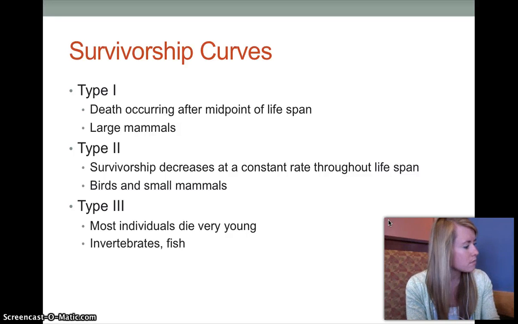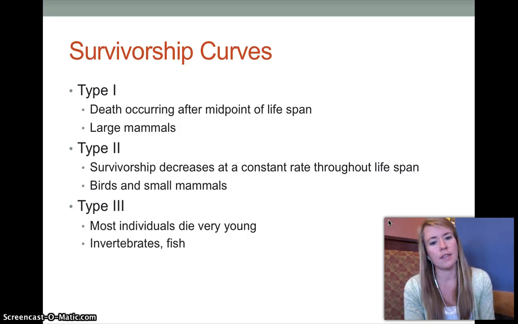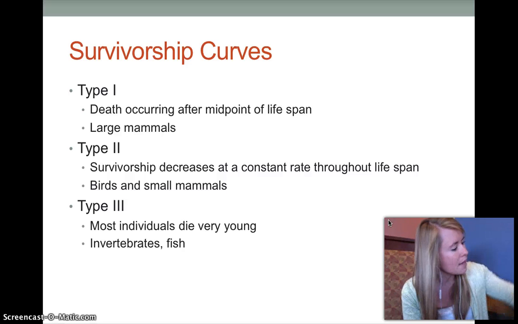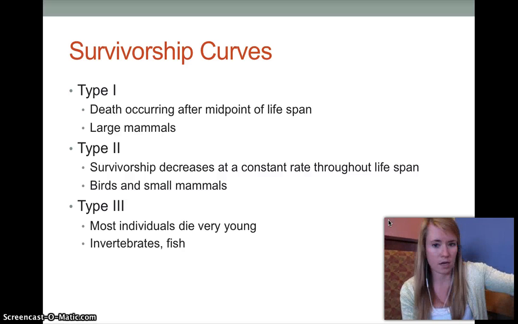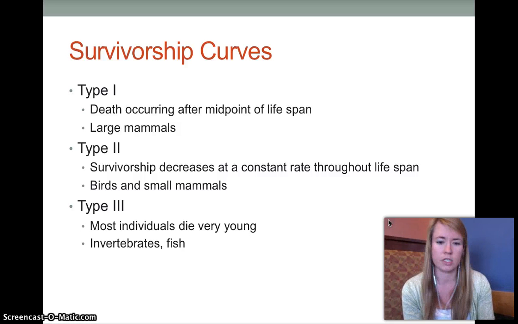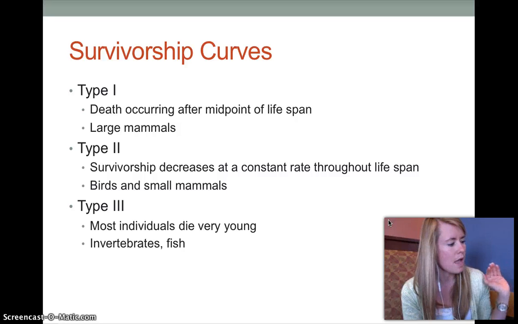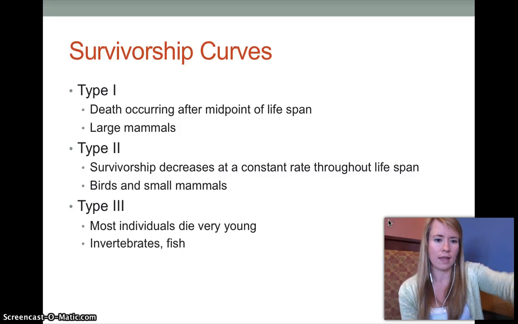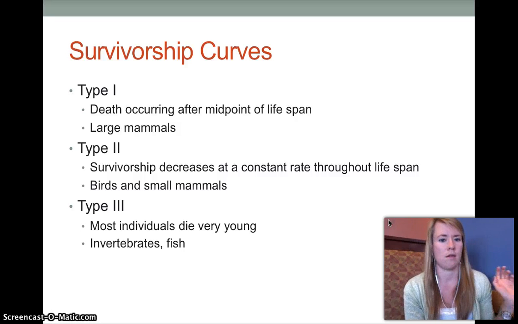So type 1 is when death occurs after the midpoint of a lifespan. So this is large mammals and humans, basically. So the picture, it's the purple one in the figure in the top left, and then we're also talking about the bluegrasses there. So the bluegrasses show a type 1 survivorship curve. So it stays flat for a while and then drops off as we start reaching the end of the lifespan. That's the type 1 survivorship curve.